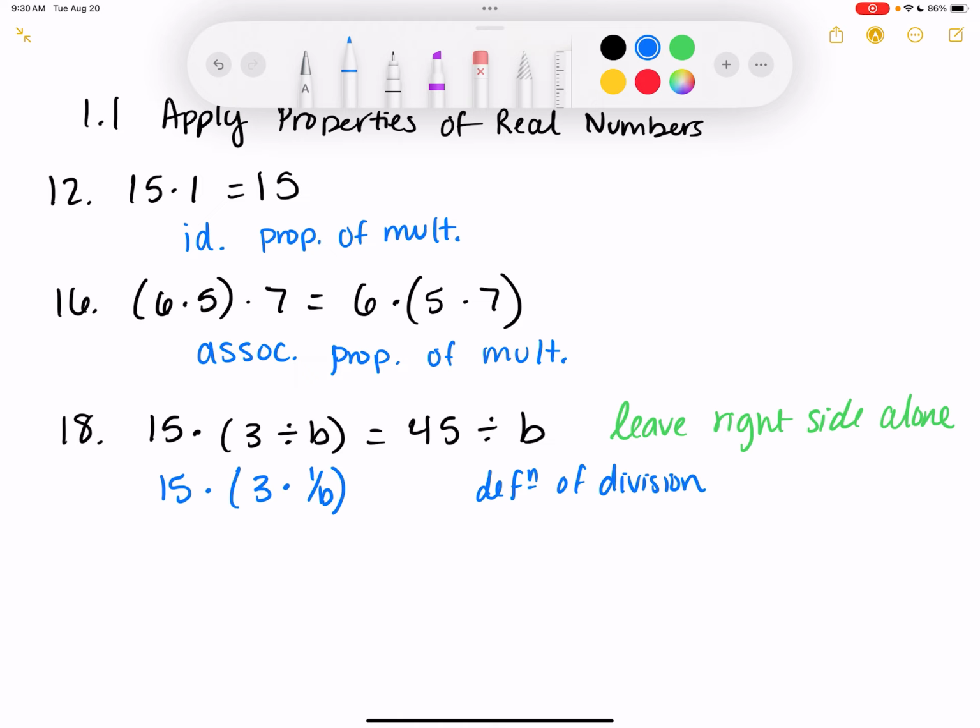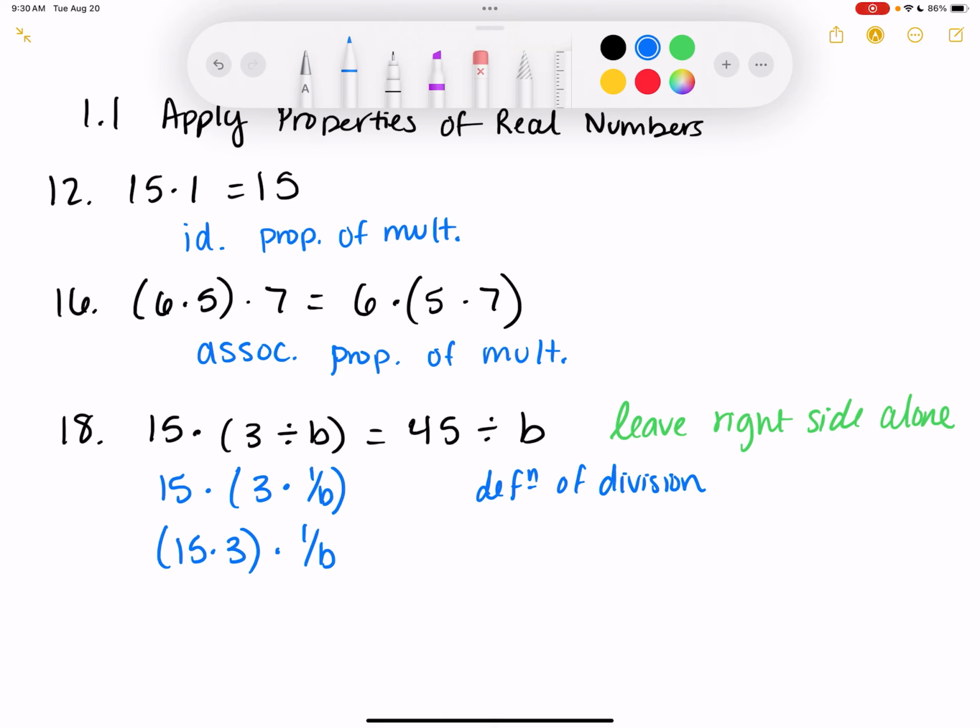Multiply 15 times 3. Can't do that yet. First, you have to deal with the parentheses. I need to shift the parentheses over. Okay, so I need to do it as 15 times 3 in parentheses times 1 over b. That's why I said it's everyone's least favorite, 'cause people like to skip steps.